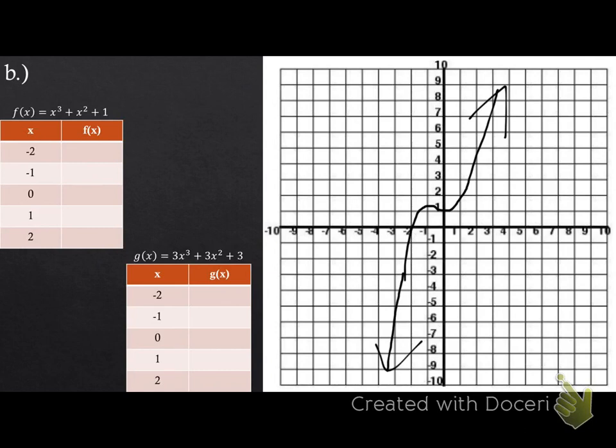So here is my new g of x function. I should have used a different color. There's my g of x in red. Everyone gets something similar to that.